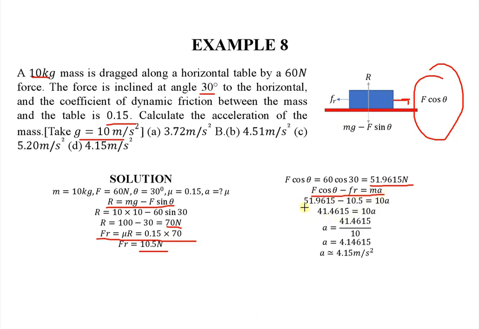So the force moving the body, F cos theta, is 51.9615. The frictional force is 10.5. ma, the mass is 10, that becomes 10a. From that relationship, we are going to have an acceleration of 4.15 meters per second squared.